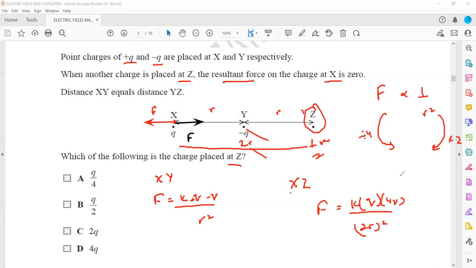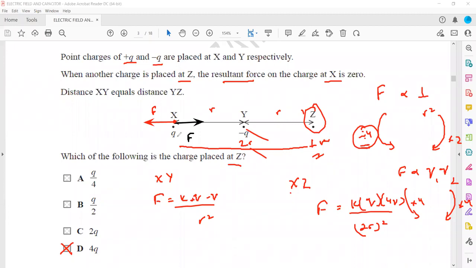Because the force between them is directly proportional to the product of the charges. So if we want the force to be the same, due to the change in distance the force is decreased by 4, so due to the change in the charge the force should increase by 4. And how can the force be increased by 4? If the charge is multiplied by 4. That's why the charge on Z should be 4Q. Is it clear?